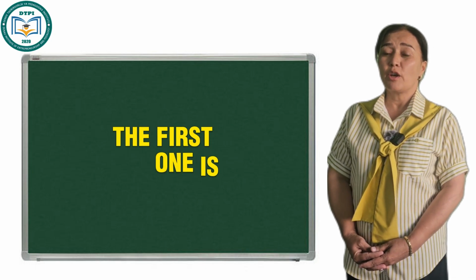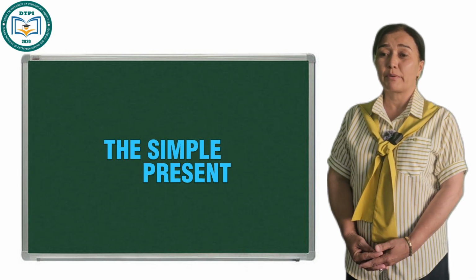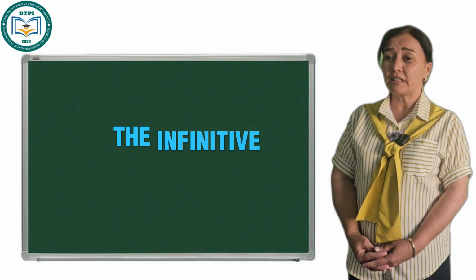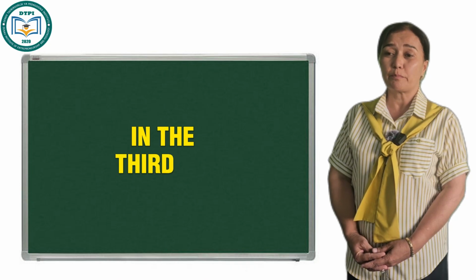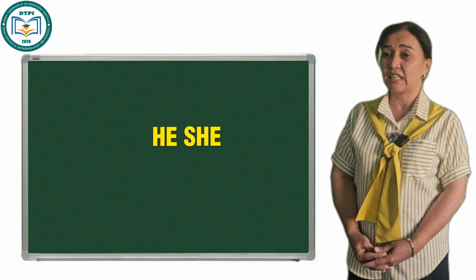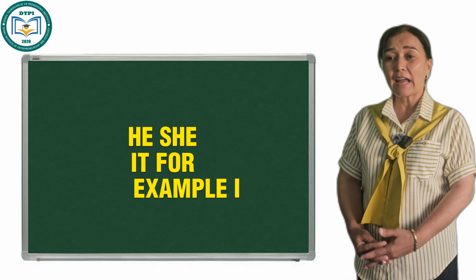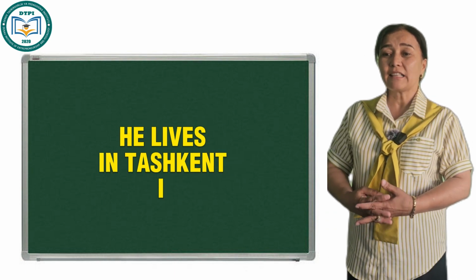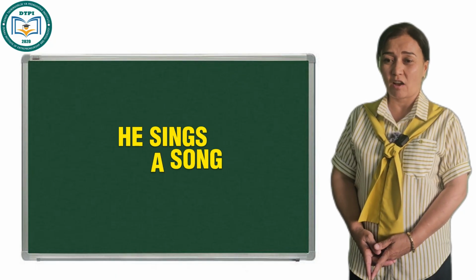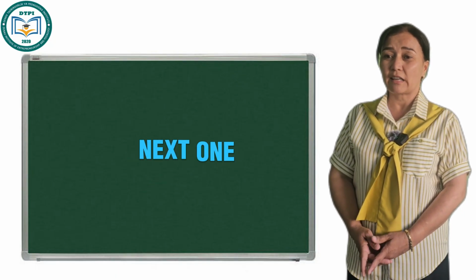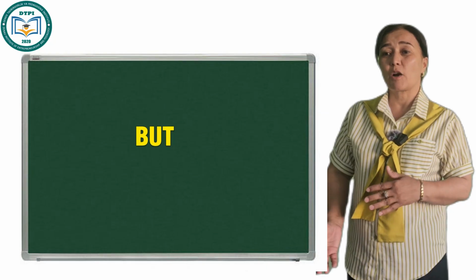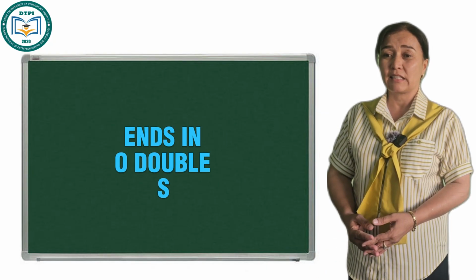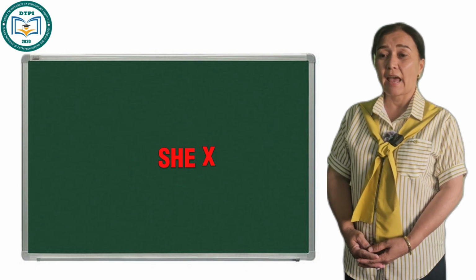The first one is, to form the simple present, we add s to the infinitive of the verb in the third person singular, he, she, it. For example, I live in Tashkent. He lives in Tashkent. I sing a song. He sings a song.